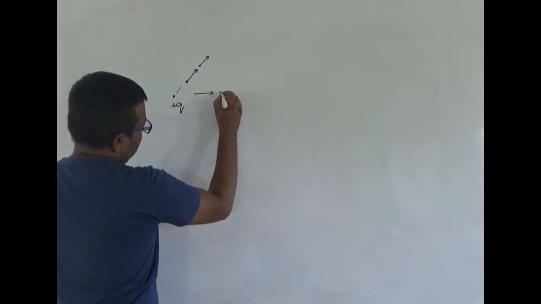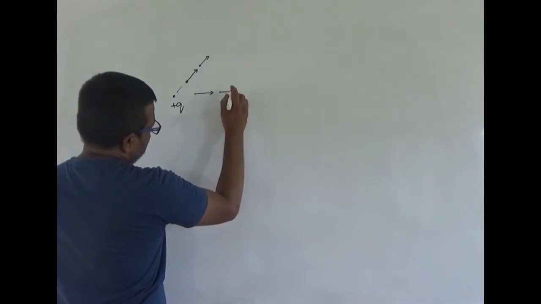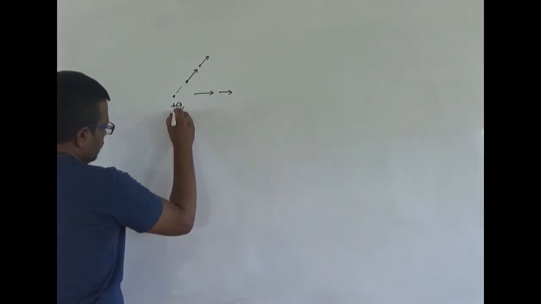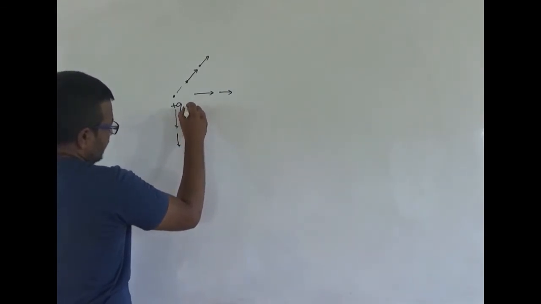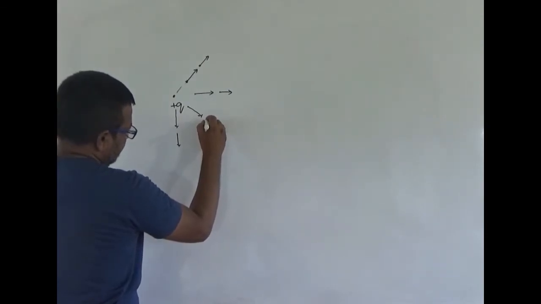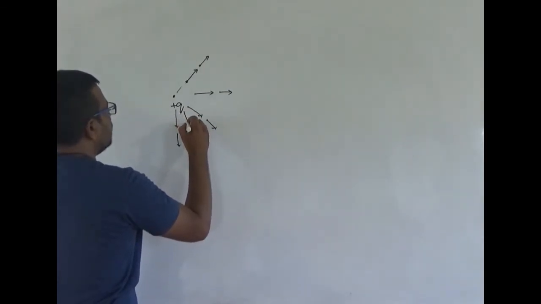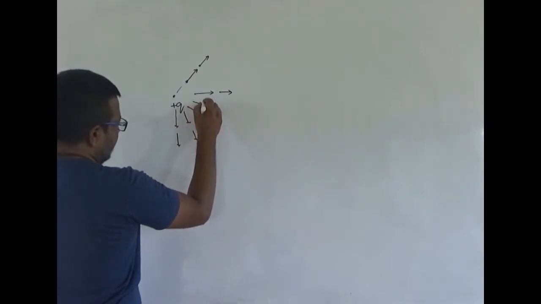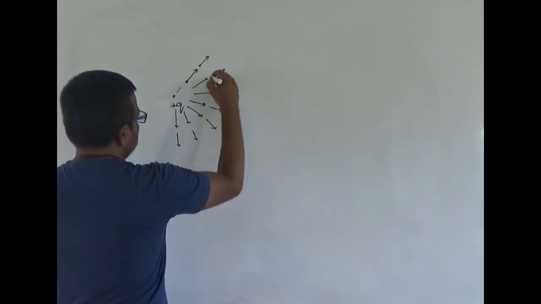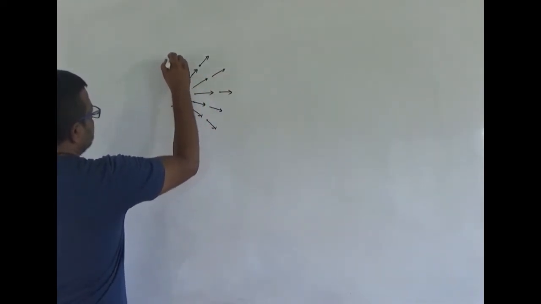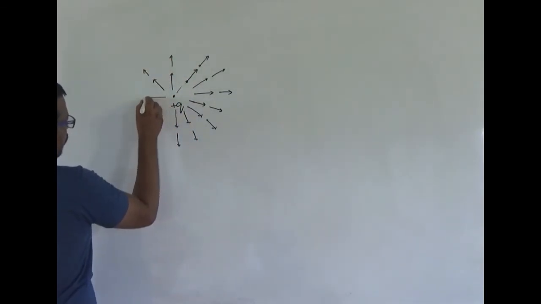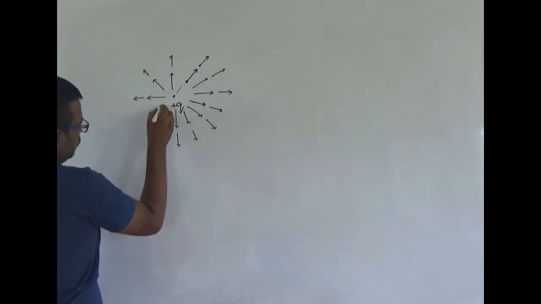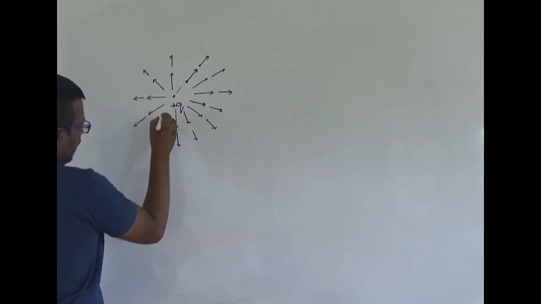If we put here unit positive charge, then this will be the force. Here, this will be the force. Here, if we place the unit positive charge, then this will be the force. If we place here, then this will be the force. Similarly, at each and every point, you can draw these arrows. These arrows give the force on unit positive charge due to this plus Q charge.